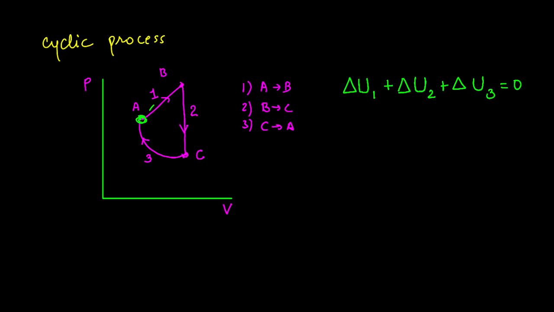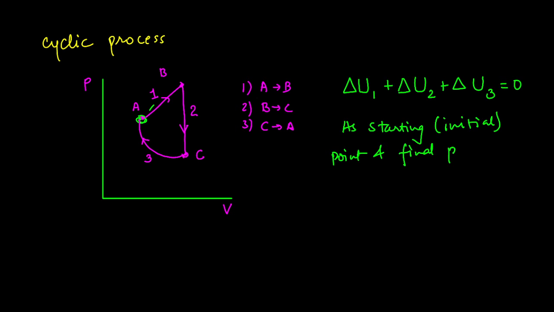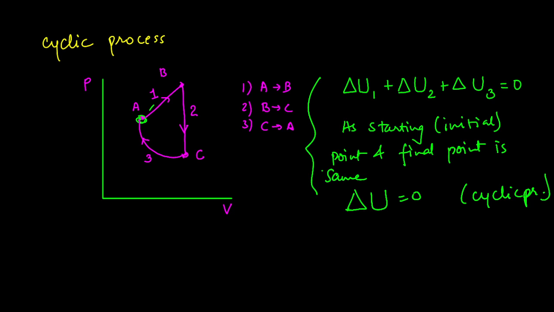Yes, it will only depend on where you start. So if you start and finish at the same point, as starting point means initial point, and final point means the last one, or end point is same, delta U should be 0 for the whole cyclic process. Clear? Delta U should be 0 for the whole cyclic process. આપને સમજાઈ ગયું?